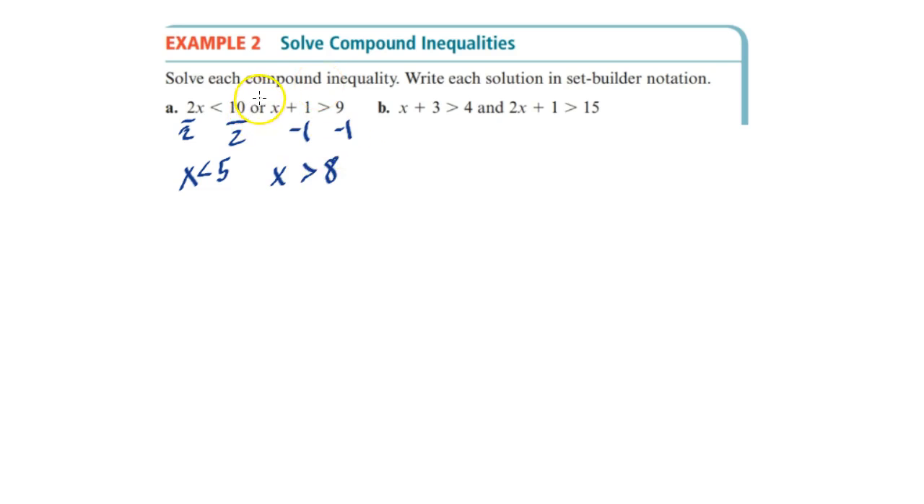All right, let's carry down this or. We still have or. So what we've determined is any value that is less than 5 will satisfy the first inequality. But to satisfy this whole, what's known as the compound inequality, we determine that any value that is less than 5 or any value that is greater than 8 will work. Okay, so what does that really mean?